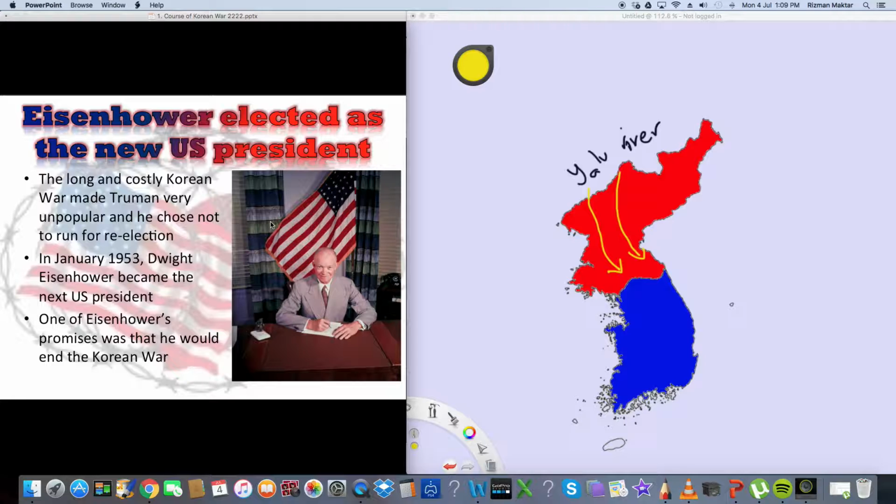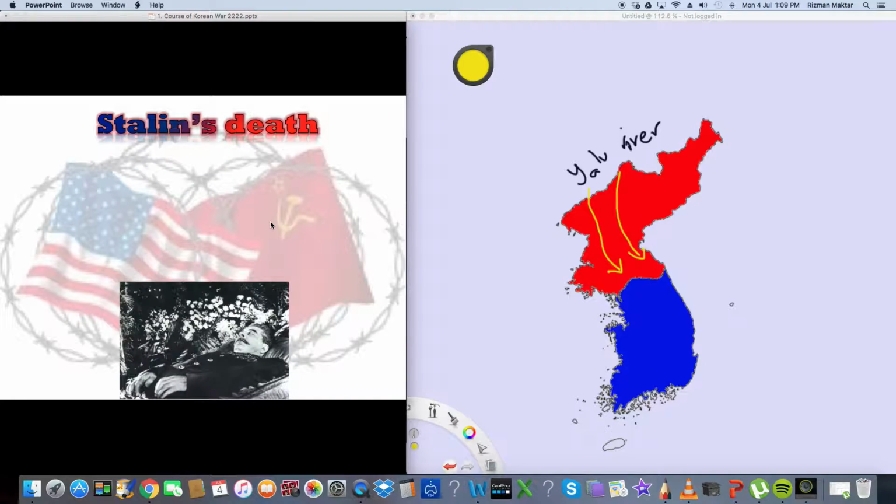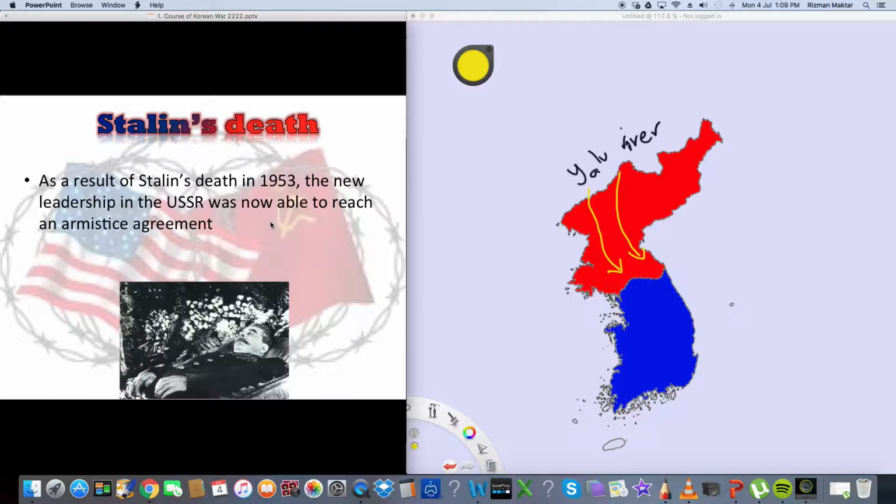Something else happened after that, which made ending the war easier. Stalin died in 1953. The new leadership in the USSR also realized that fighting a war in another country is not beneficial for them. They realized that they do not want to continue the war. It will only lead to the killing of more communists. They decided, let's stop fighting, because it's costing us a lot of men and a lot of money.